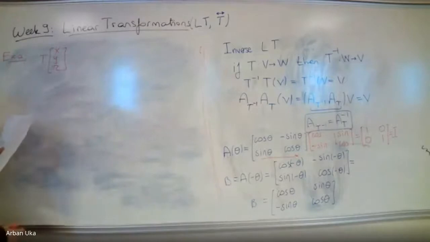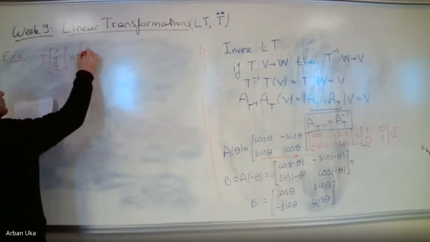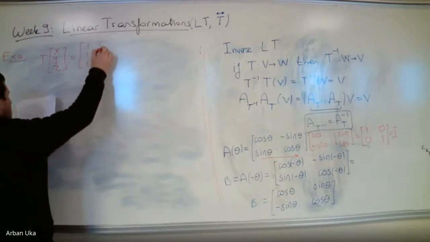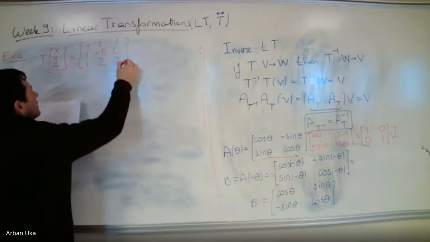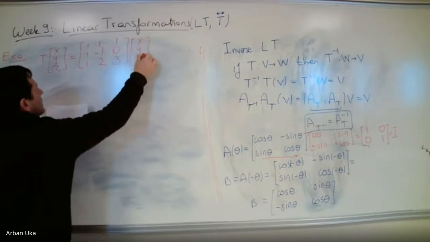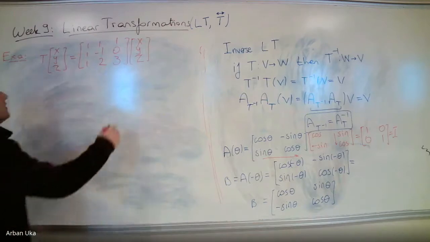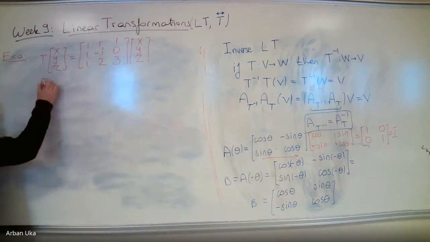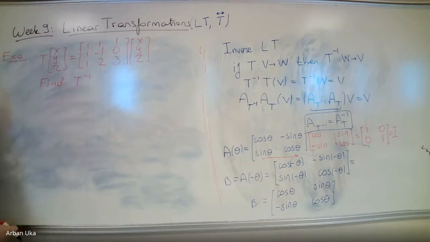So let's assume that we are given a linear transformation T on x, y, z such that it is equal to the matrix 1, 1, 1; 1, -1, 2; 1, 0, 3, applied on the vector x, y, z. Now the question is: find the inverse linear transformation. So that's the question.